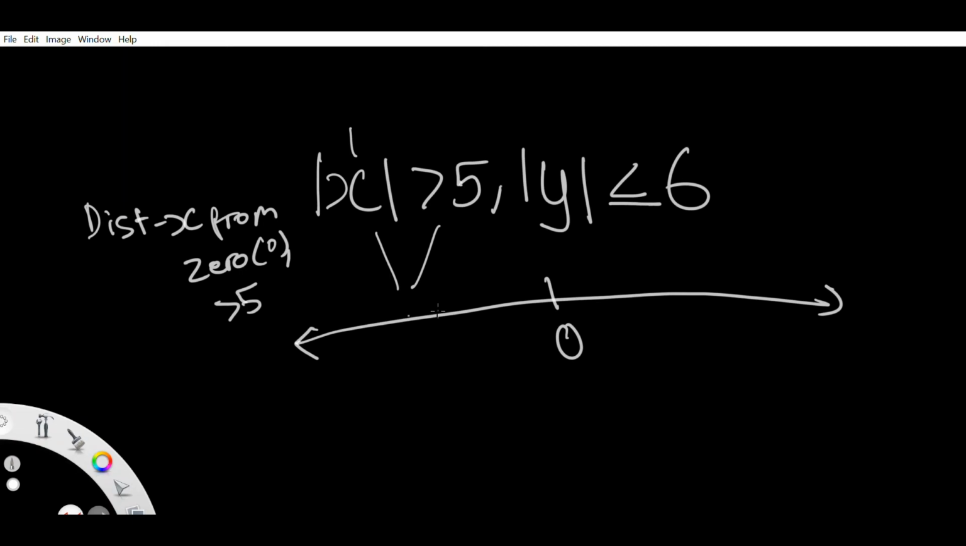So if we take 5, then the absolute value of 5 is equal to 5.